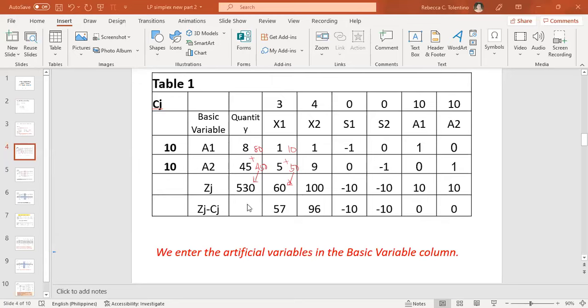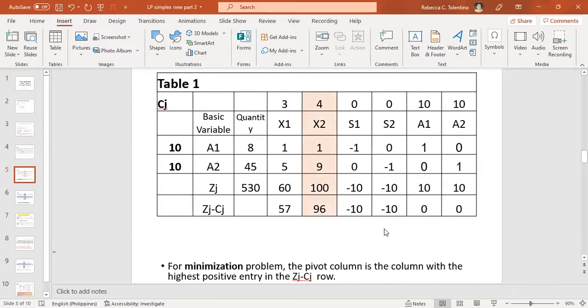After entering all the numerical coefficients, we see that the last row still contains positive entries, so the next step would be to choose the entering variable, in preparation for table 2. The entering variable is x2. It's the variable within the pivot column, which is the column with the highest entry in the last row. The highest entry here is 96, so this is our pivot column, and x2 is the entering variable.